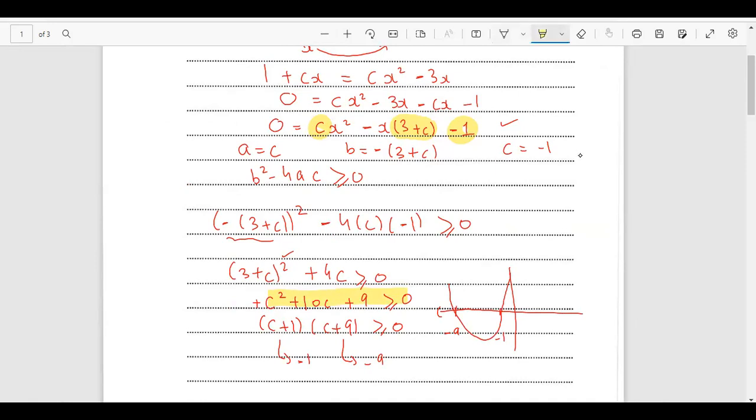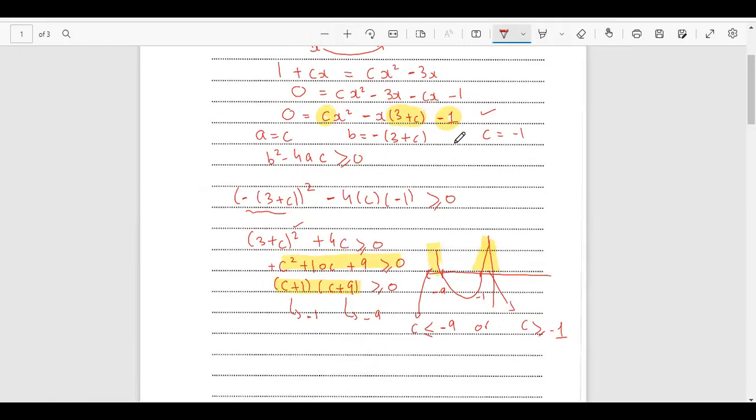And this thing being greater than 0 means that we will be focusing on the positive y-axis. So we have these points and these points. This would imply that c is less than or equal to minus 9, or c is greater than or equal to minus 1. So this is going to be the answer.